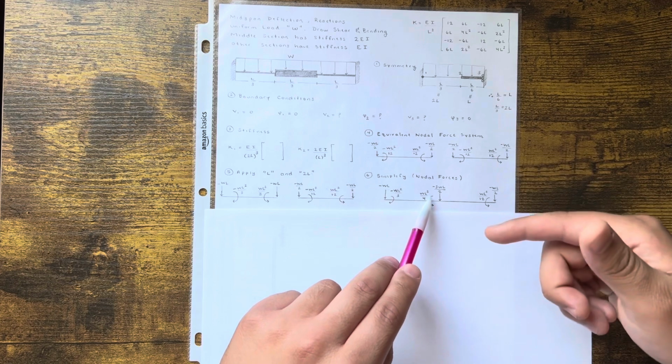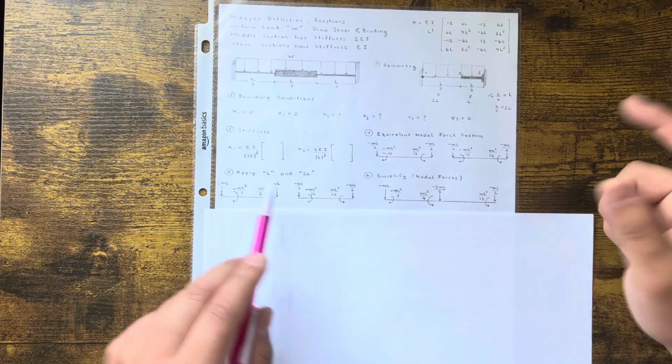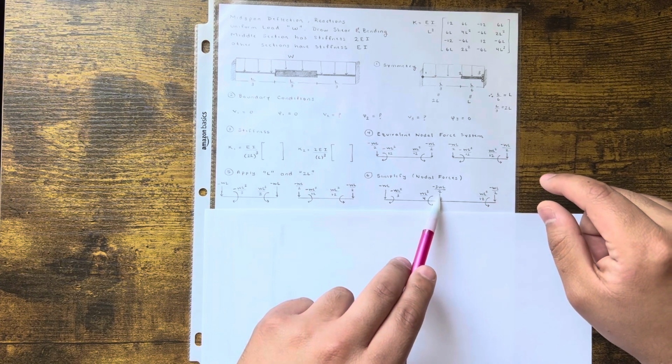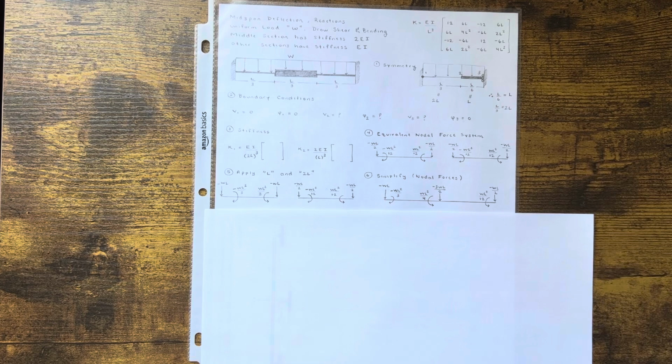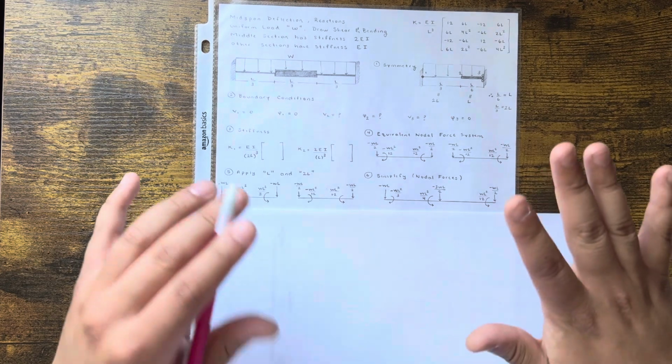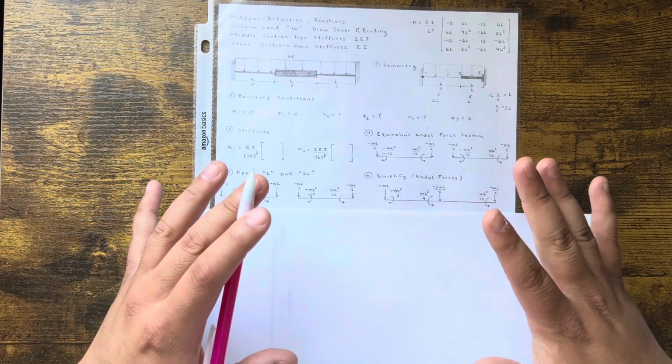And since you got a positive, it's clockwise. And then these two, they're both going down, so you just add them. Negative 3WL squared over 2. And then these two, they're just the same. Now these are the nodal forces acting on the system because of the distributed load. These are not the reactions.